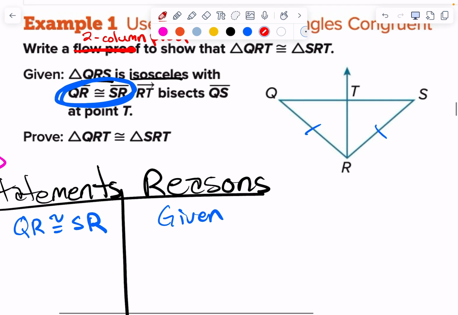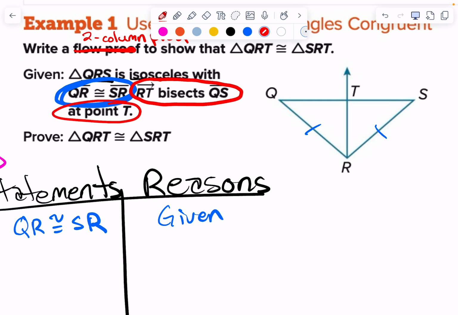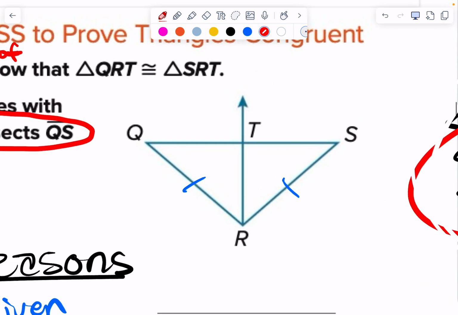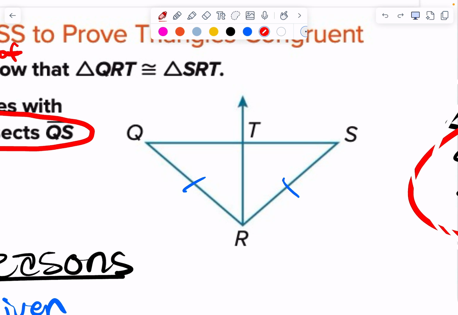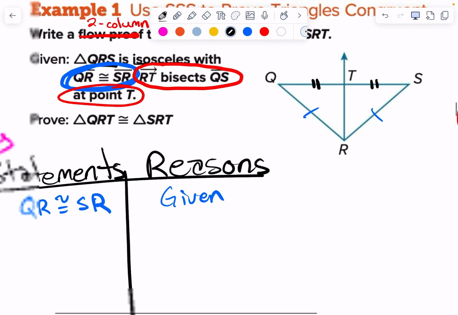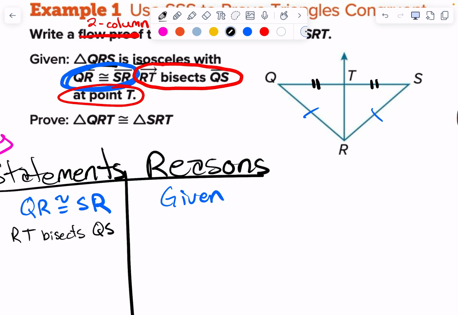Okay, the next piece says that RT bisects QS at point T. RT, this guy, is cutting QS in half. It's bisecting. What does that mean? Right in the middle. So that tells me if it's right in the middle that this guy is the same as that guy, right? Okay? So I have to write this down. I have to write that RT bisects QS. Okay?